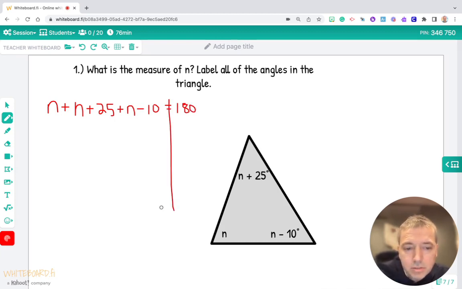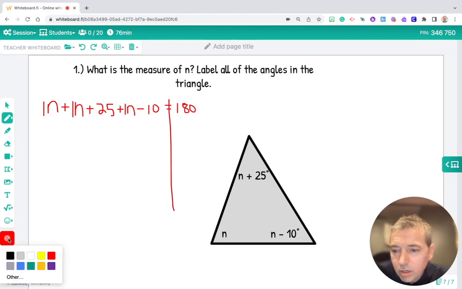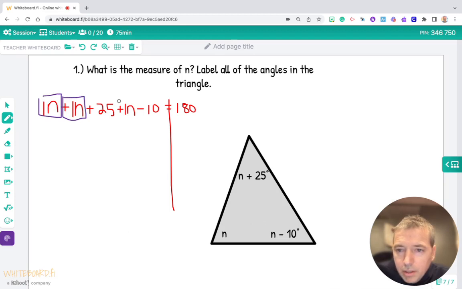I always remind my students that these n's are really 1n's, right? So I'm going to add the 1's just to make this problem a little bit easier. I have a lot of like terms over here. Let's change the color. So I can add 1n and 1n together. Those are like terms, right? And I have a 25 and a negative 10 that can be added together, right?